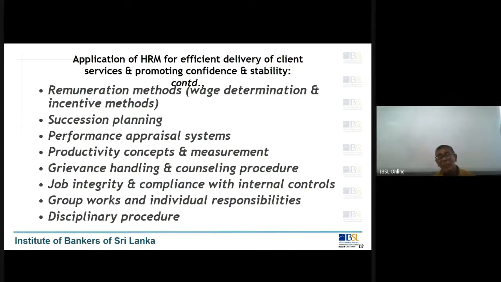A lot of areas we are going to look at. How are you going to manage your discipline? If you have some grievances, how are you going to manage your grievances? How do we ensure your safety and health while you are working in the organization?